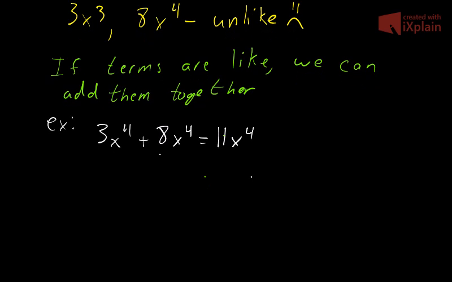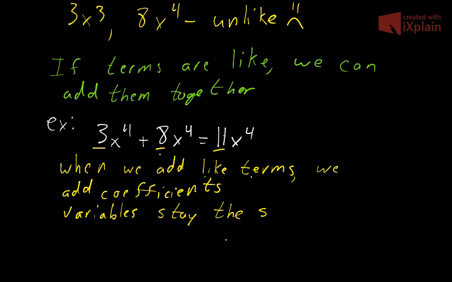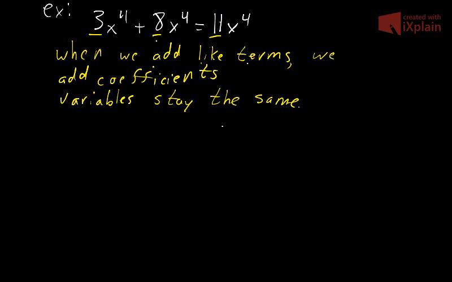So what that means is, when we add like terms, all we do is add the coefficients. All I added here was 3 plus 8 is 11, and the variables stay the same. I'd like to make a quick note that we are adding here. This does not work for multiplication. This is for adding like terms. So let me give you a quick example, and then one more after this one, and I think we'll be good to go.